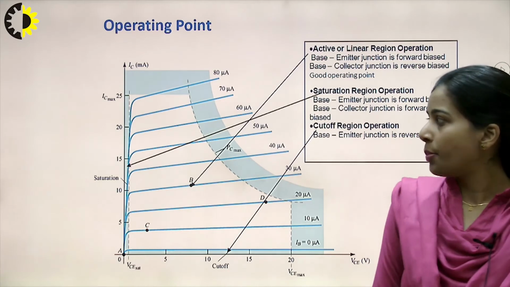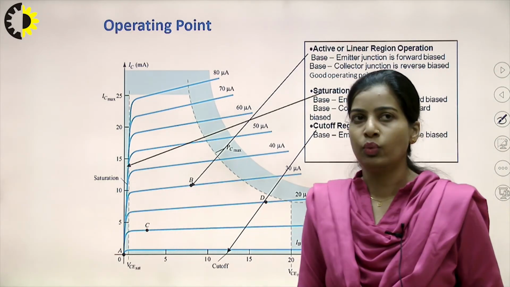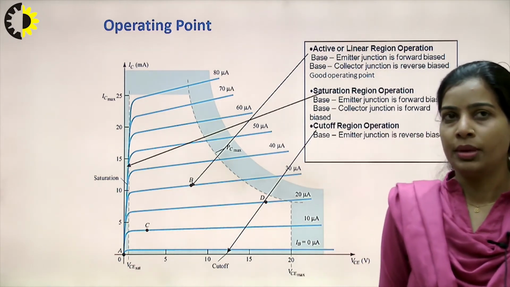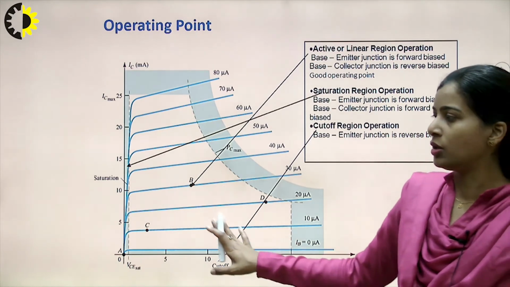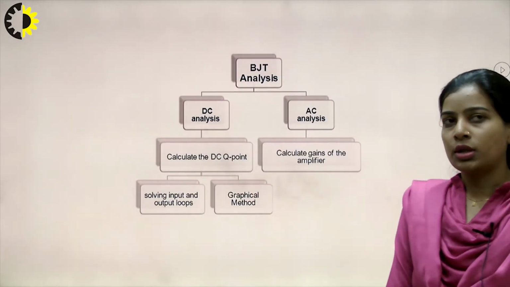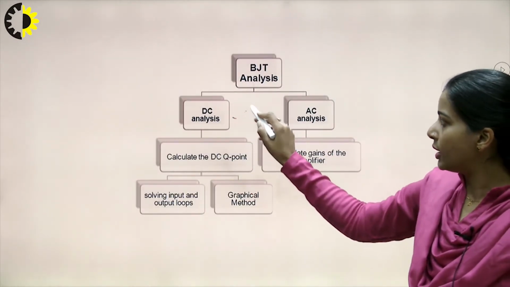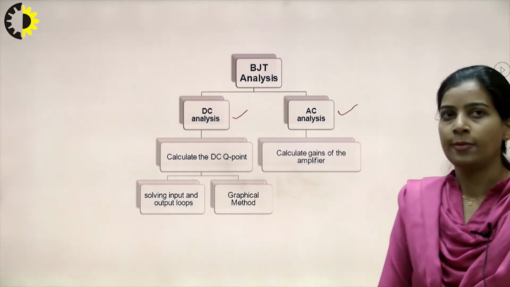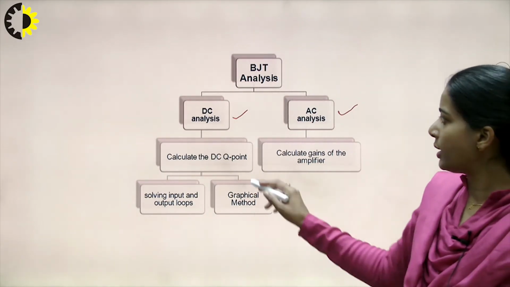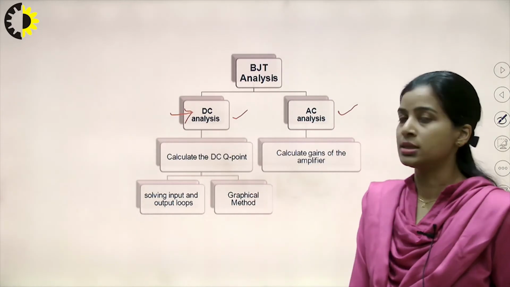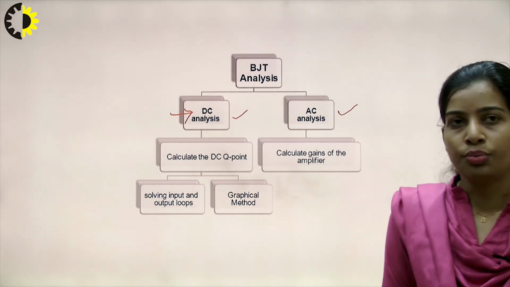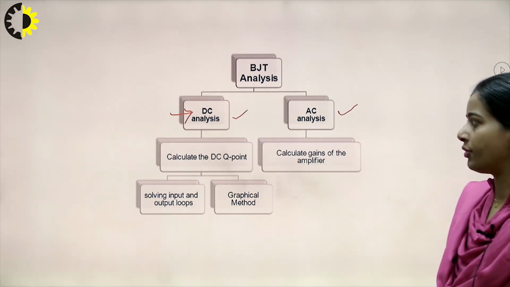Operating point. So, what is operating point? That is the fixed point at which if we bias the circuit, the circuit will be much more stabilized as compared to biasing the circuit at any other point. For BJT analysis, we can have a DC analysis and an AC analysis. For AC analysis, we calculate the gain of the amplifier. Right now we will study the DC analysis, in which we find the DC quiescent point by solving the input and output loops, or we can do it by the graphical method also.